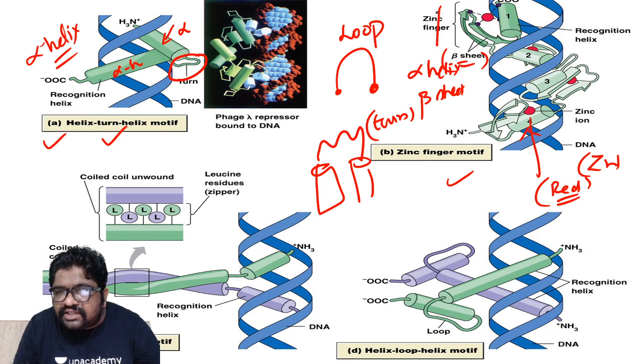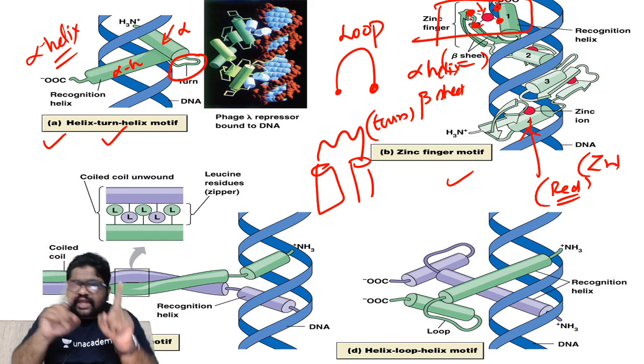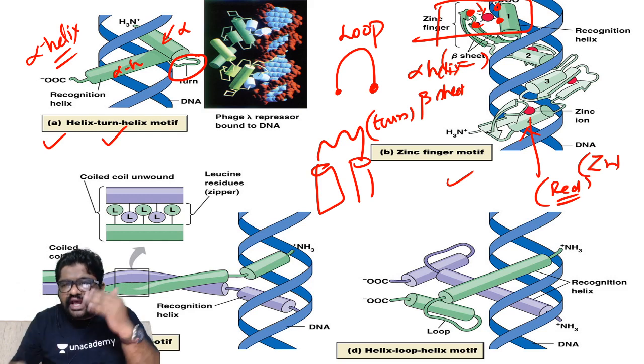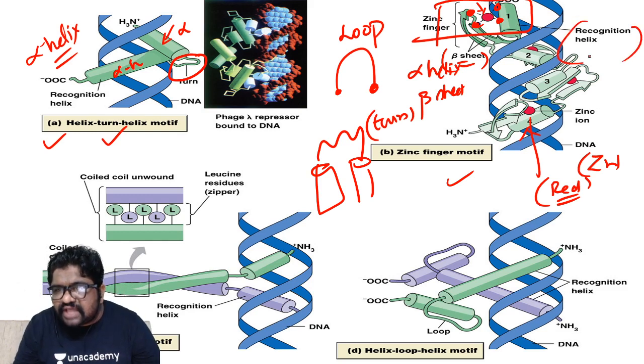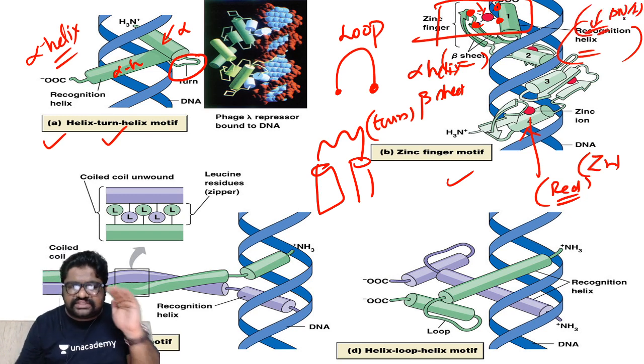Now look at this portion here. The zinc is the center. You have cysteine-cysteine residues, histidine-histidine residues here, where the bond is between the beta pleat and the alpha helix, and that is the place where the recognition happens. Recognition helix means the place where the DNA can come and bind. This is called the zinc finger motif.